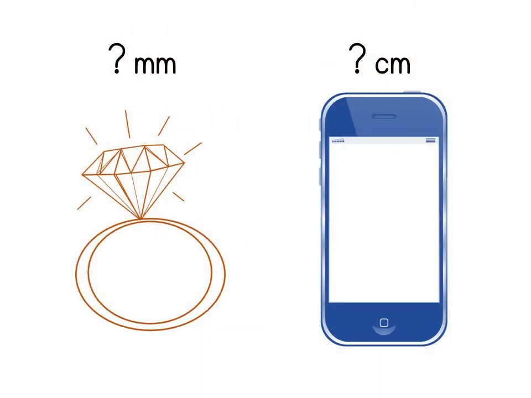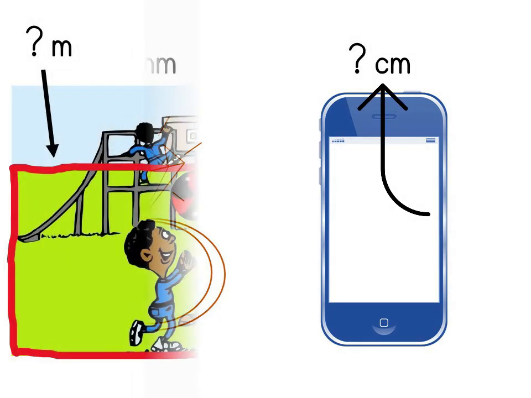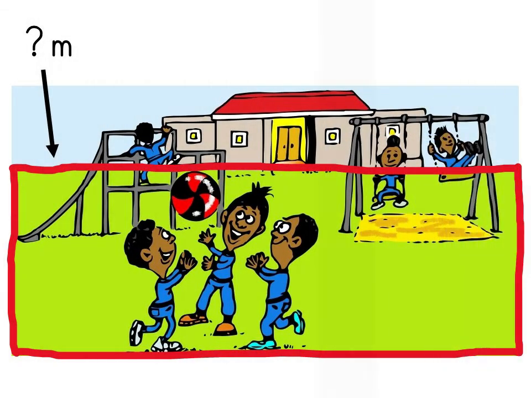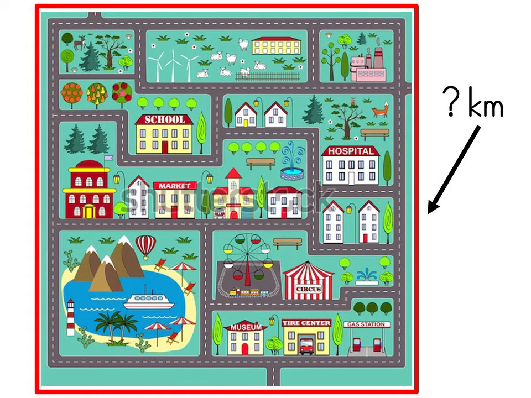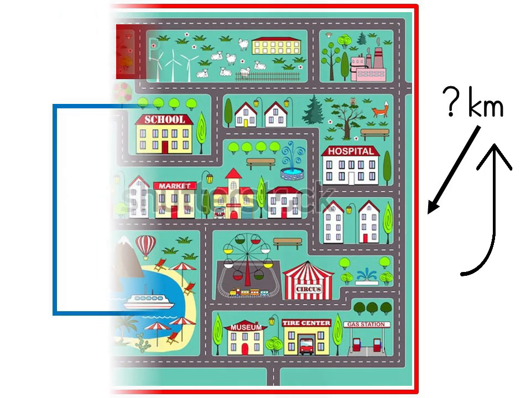Tell learners that size matters, and to make sure that everyone knows the size of the object, they must use the correct unit of measurement, such as millimeters for a ring, centimeters for a cell phone, meters for a schoolyard, kilometers for the perimeter of a town.